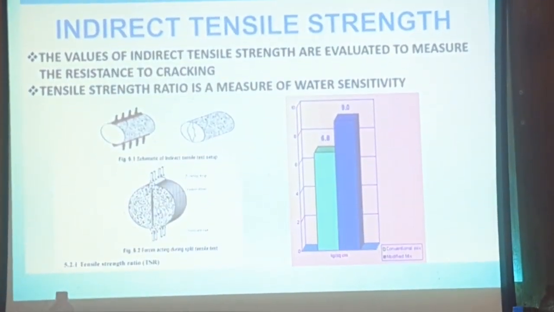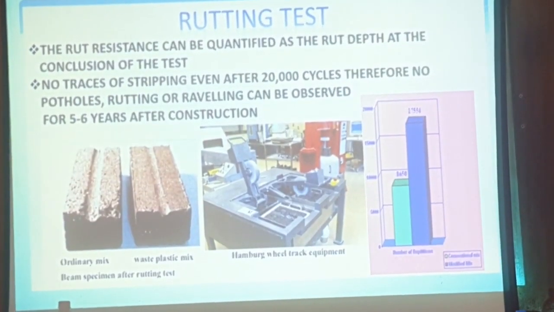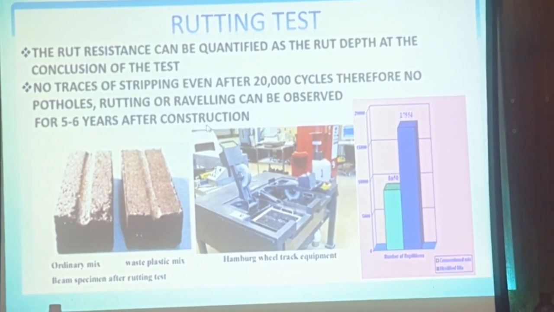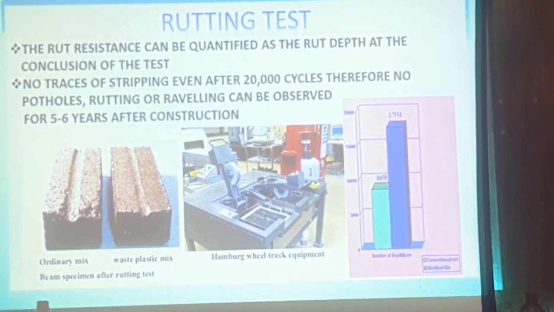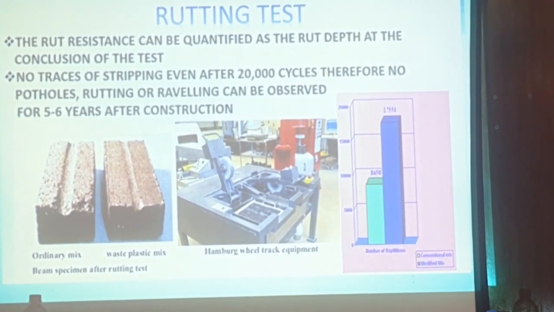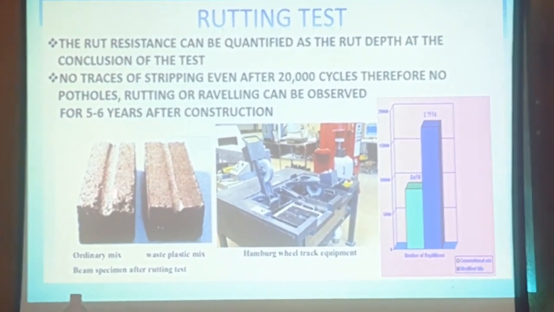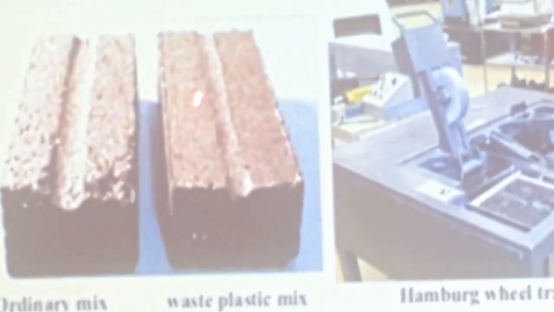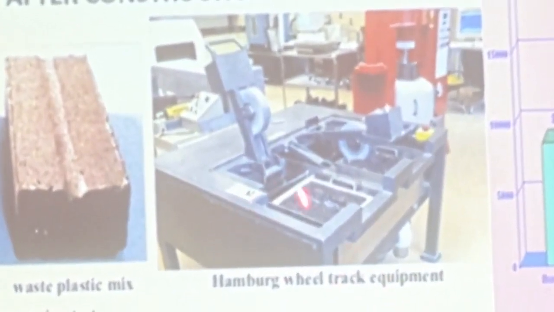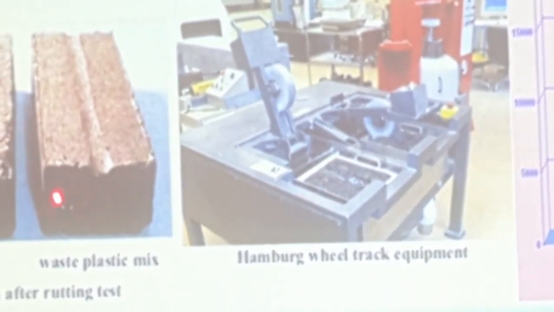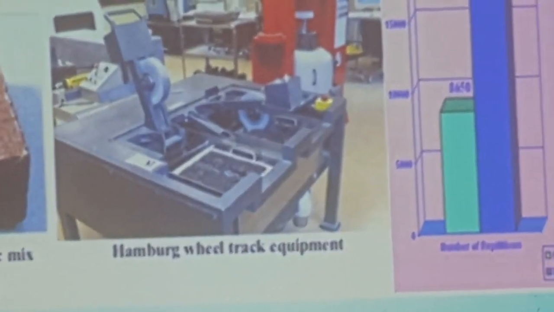And this is the indirect tensile strength test with the plastic modified bitumen. And this is the rutting test. The right hand side picture, the cursor is not reflected in the screen. The one without plastic is your conventional ordinary mix. This is the wet track test, after the Hamburg wheel tracking equipment. So the wheel is being passed, you can understand. So rut resistant properties are increased.